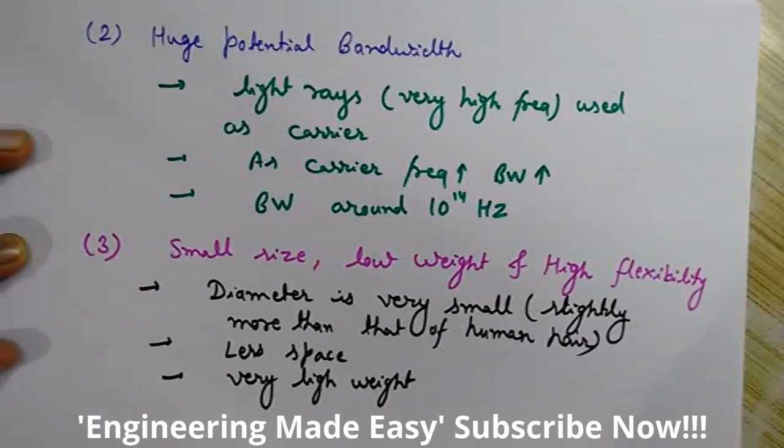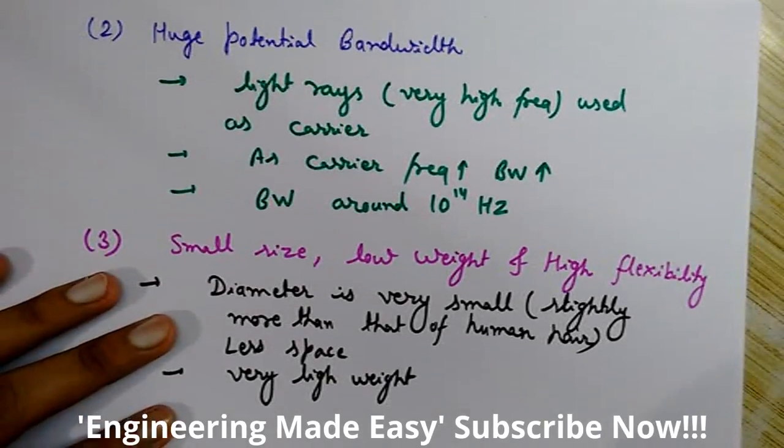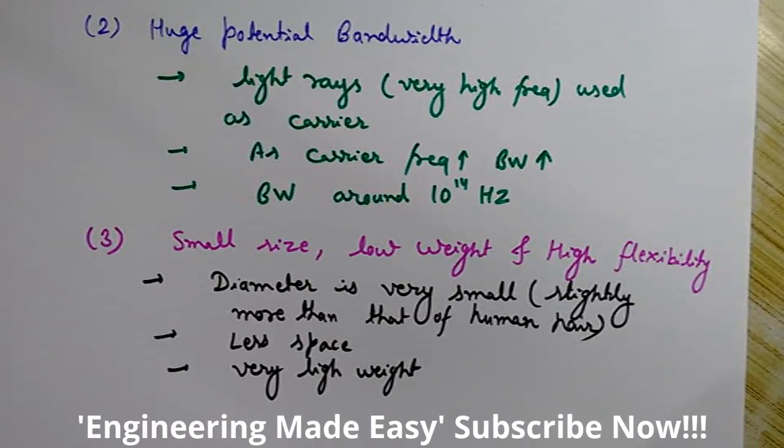In comparison to metallic wires, because we know the copper wires are quite heavy, and these optical fibers are made of silica sand, which is nothing but sand. You can say the glass. Because of this it is very lightweight, and not only this, it is highly flexible, so you can bend it into very smaller radii. Okay, it is easy to transport and store.